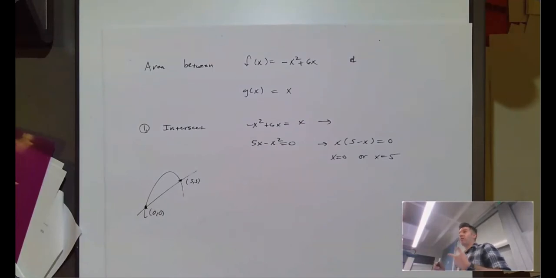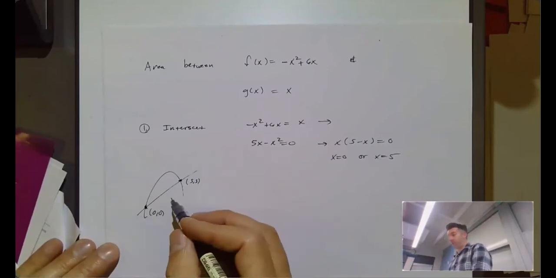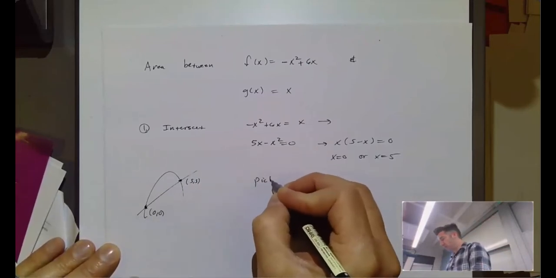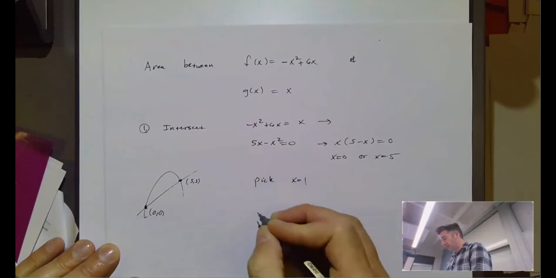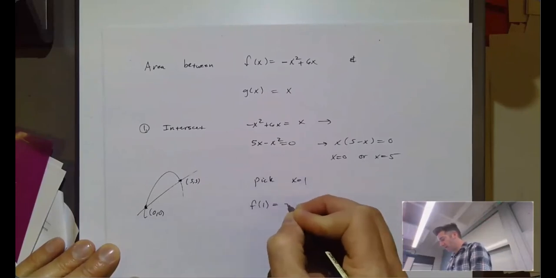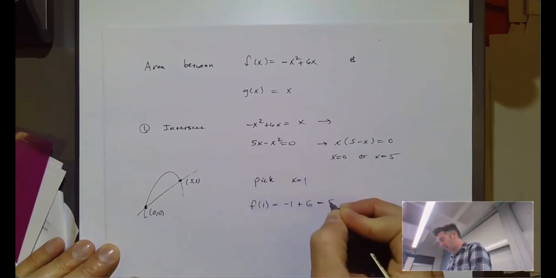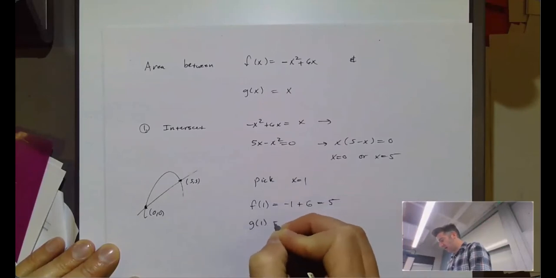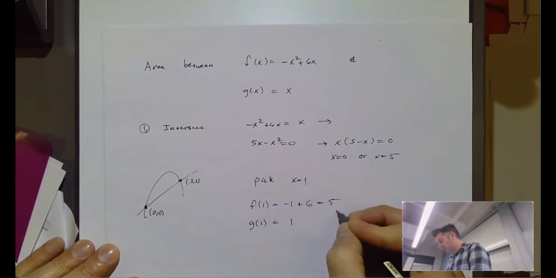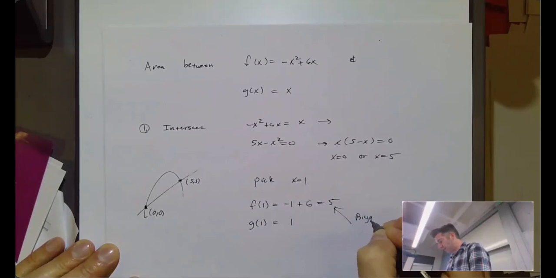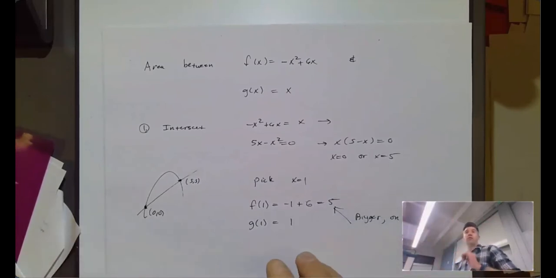So if I can just find out which one's on top at one spot between them, I know it's always on top. So pick any point between 0 and 5. Pick, say, x equal to 1. f of 1 is -1 plus 6, which is 5. g of 1 is 1. So f is bigger, it's on top. And that'll always work. We can just pick a point in the middle and plug it in.